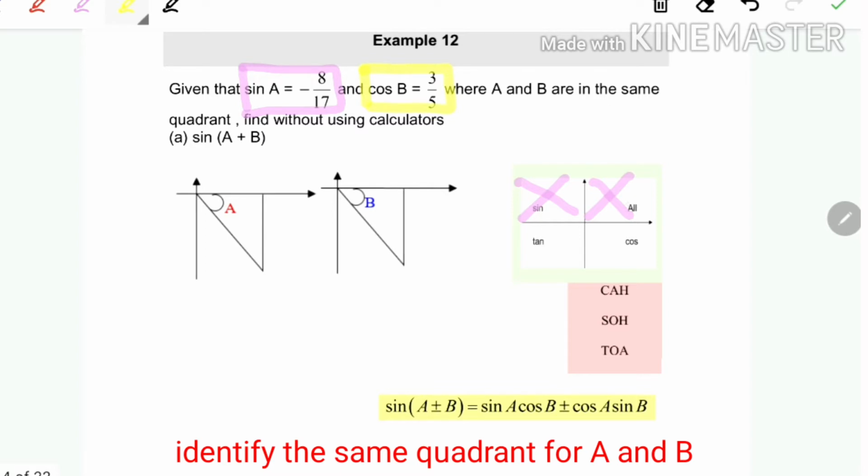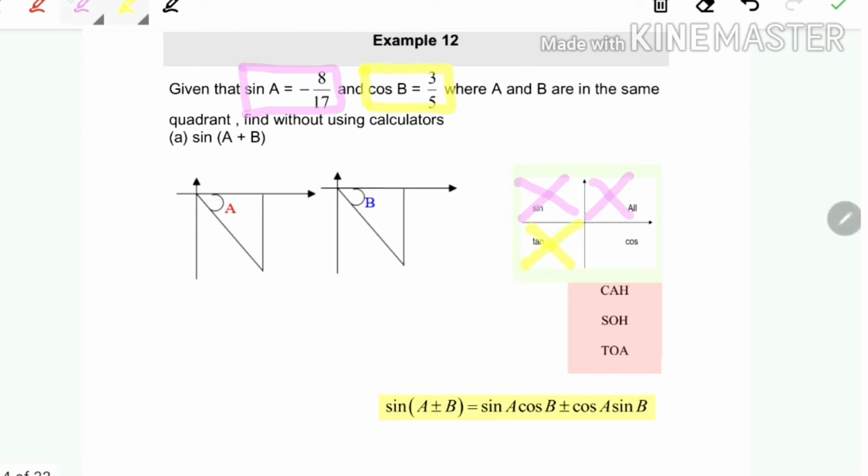Since we have rejected the first quadrant, we cannot use the first quadrant. Next, we have to reject the third quadrant because in the third quadrant cos B is negative. So from this situation, A and B must lie in the same quadrant, so the selected quadrant must be the fourth quadrant only. Let's have the fourth quadrant. Okay, so sine A. Given sine A equals negative 8 over 17.